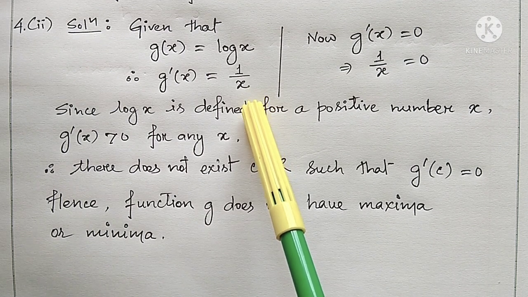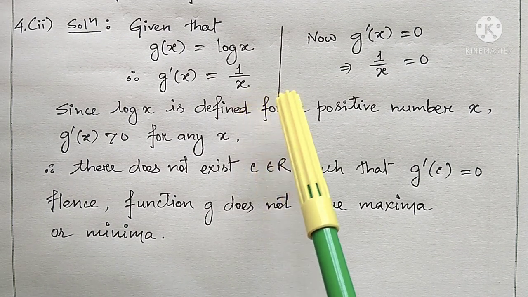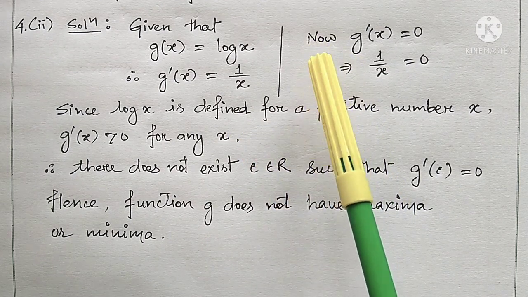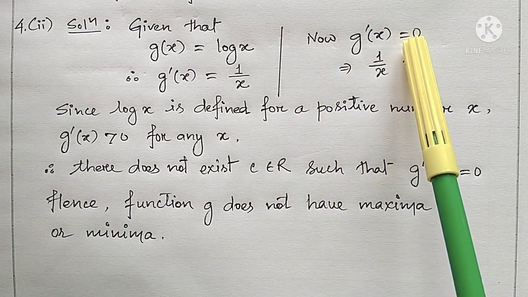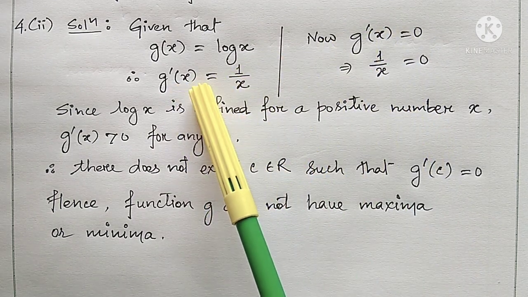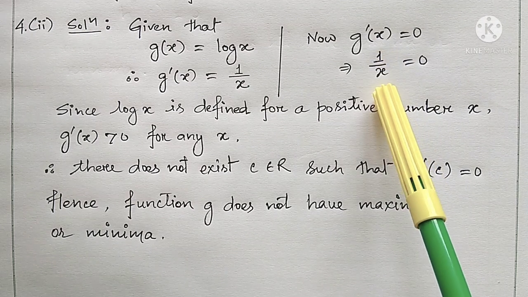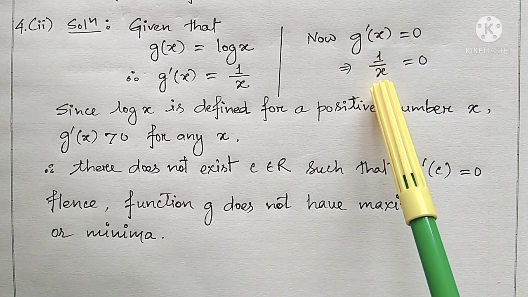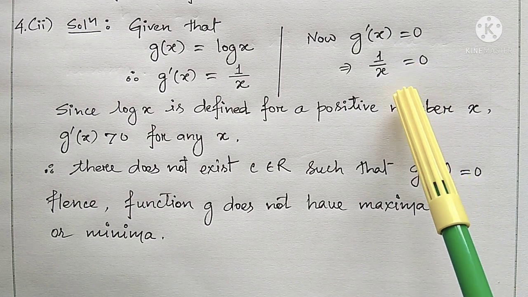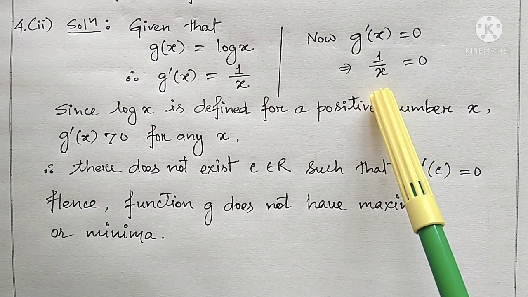And after that, the procedure is that we write g dash of x equals 0. In place of g dash of x, we write what we found, 1 by x. So 1 by x equals 0. Is it clear? Now from here, we have to find the critical point.